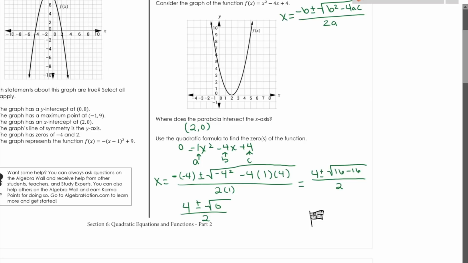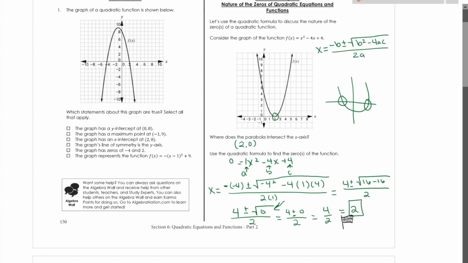So no matter what I do, 4 plus 0 is just going to be 4. And 4 minus 0 is, again, just going to be 4. So really, the only answer is 4 divided by 2, and 4 divided by 2 is 2. So notice, I got 2, and look at the answer that we got above. It was 2, 0. So that and this are the same thing. Now notice also, I only have one root. Sometimes I can have 2, one right here, one right here. But this one, I only have 1. The reason I only have 1 is because of this 0. We're going to talk a little bit more about that. It's called the discriminant, but let's move on.